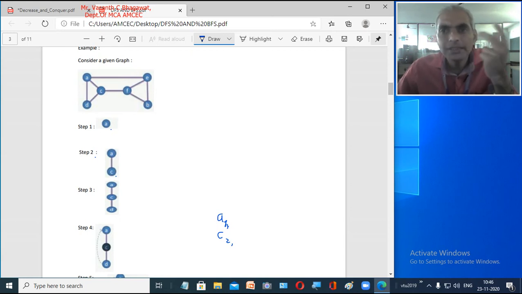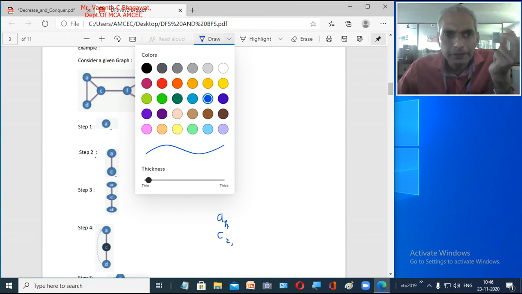Now at C, you check the adjacent nodes. For C, A is adjacent, D is adjacent, F is adjacent. But A is already marked as visited. Let us change the color, because this graph is also blue, let me just select a different color. So now when you are at C, you can identify that there are 3 adjacent nodes: A, D and F.